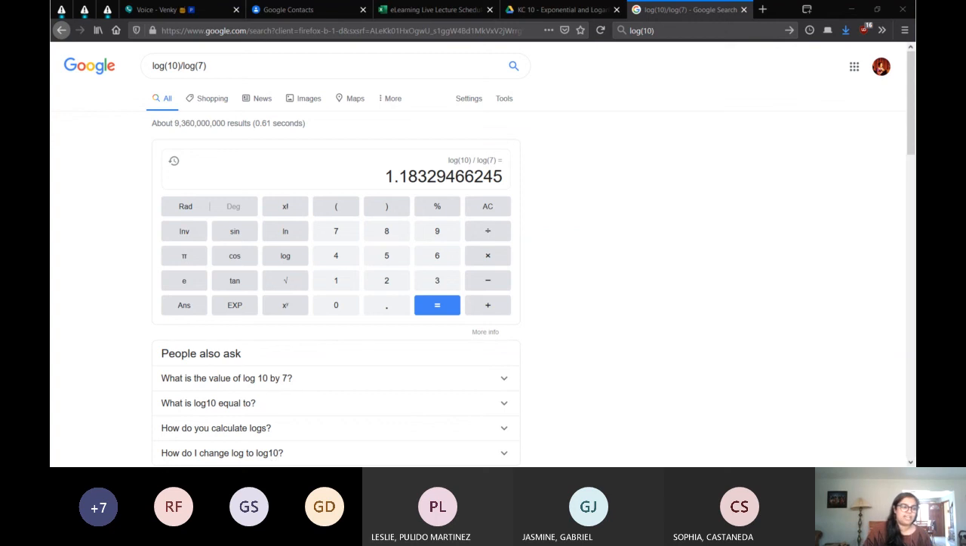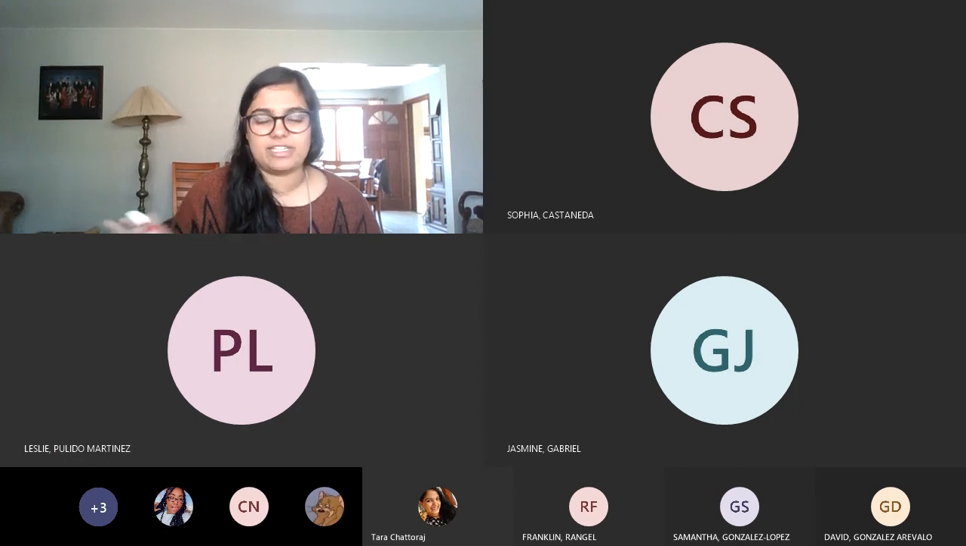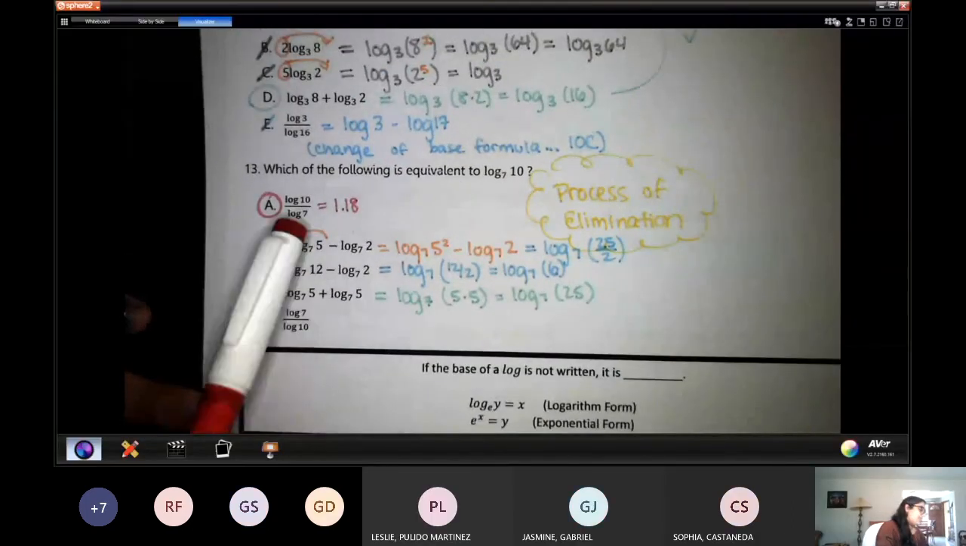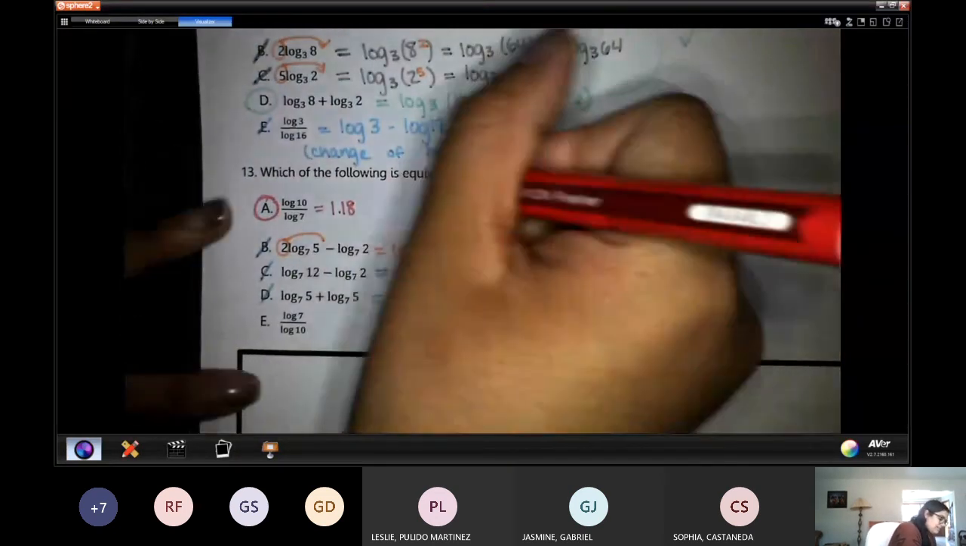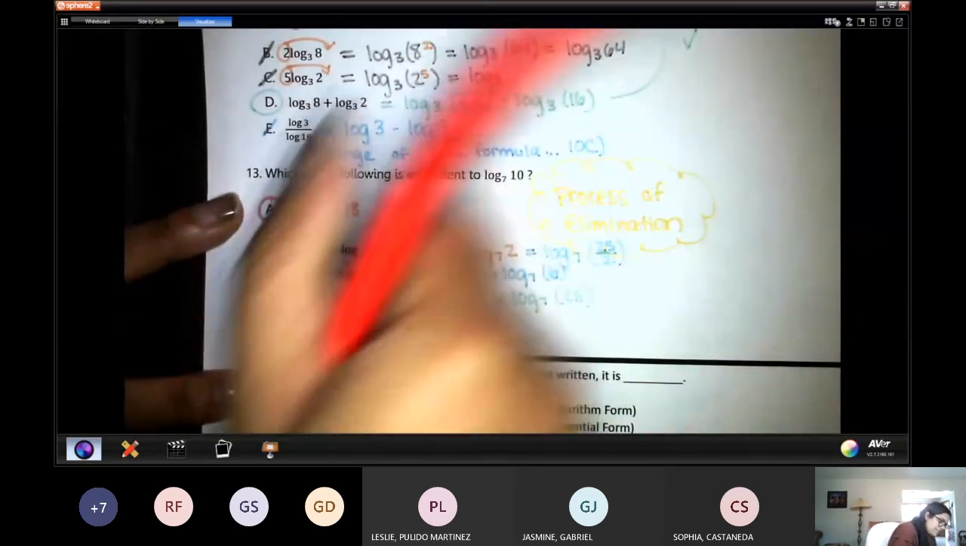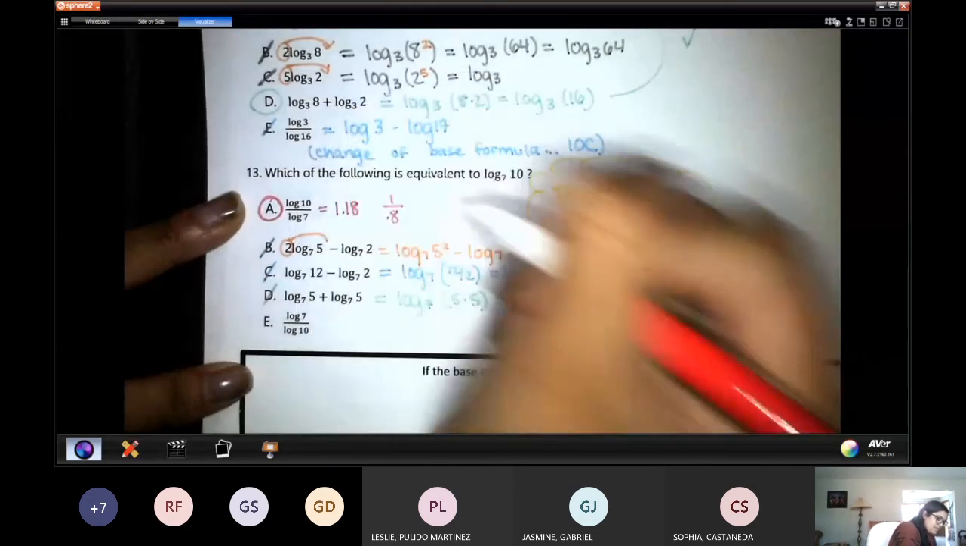I guess the other way to do this problem, if you really wanted to, is to just look at estimations. And again, don't worry too much if you don't catch this. But real quick, you could say that log 10 to the base 10 would be 1, so I know this is 1 divided by log 7 base 10, which is going to be smaller, like 0.8 maybe.